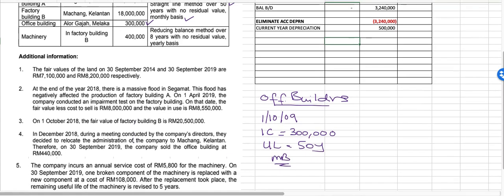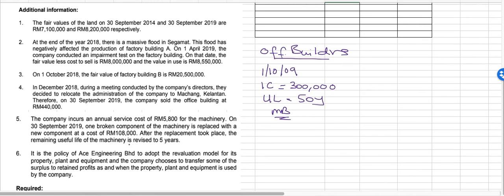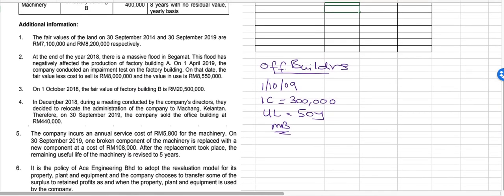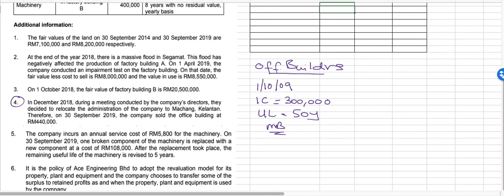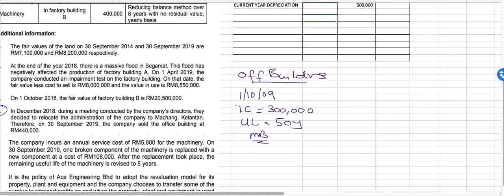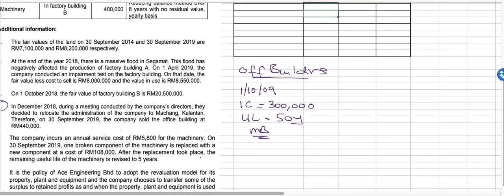So the information for the office building is number 4. In December 18, during a meeting conducted by the company directors, they decided to relocate the administration of the company. Therefore, on 30th September, the company sold the office building at 440,000. So this happened on 30th September. So draw here, 30th September 19, you dispose. So you get the sales proceeds.